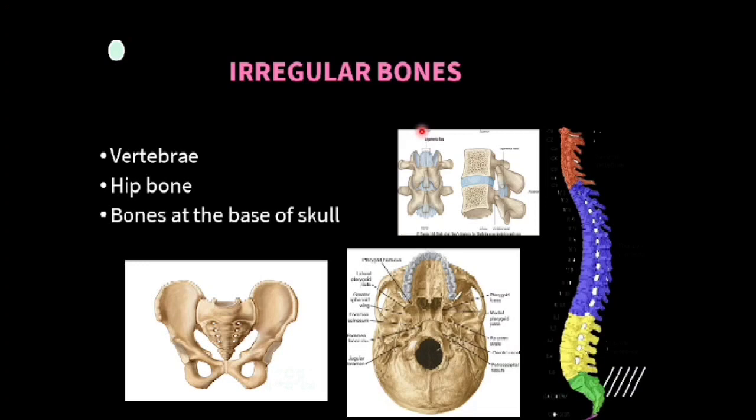Next set is irregular bones. As the name suggests, they are irregular in shape, and that includes vertebrae, hip bone and bones at the base of skull. So they consist mainly of spongy bone and marrow with an outer covering of compact bone.